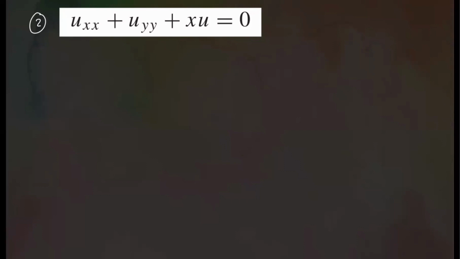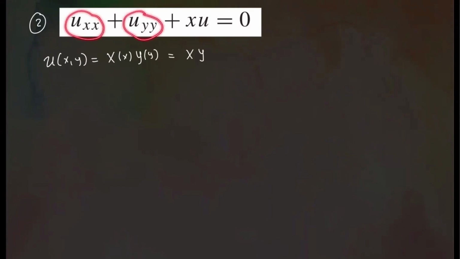Since I see my independent variables are x and y, I'm going to assume that our solution u is a function of x and y, and u is going to be X of x and Y of y. So X is a function of x, Y is a function of y. For simplicity, we'll write this as X times Y. Now we need the second partial of u with respect to x and also with respect to y.